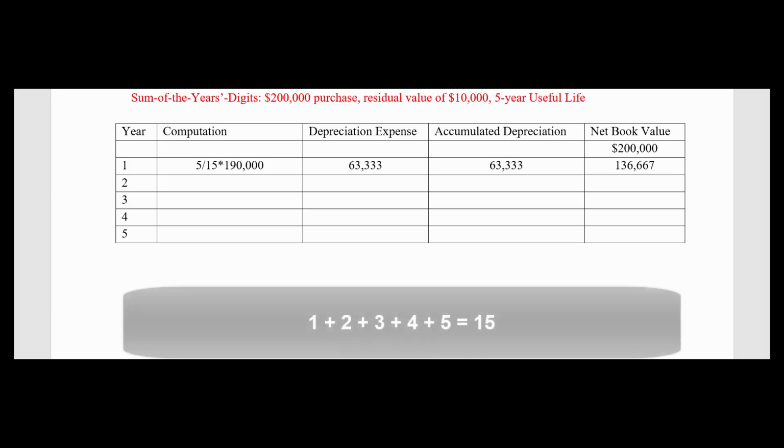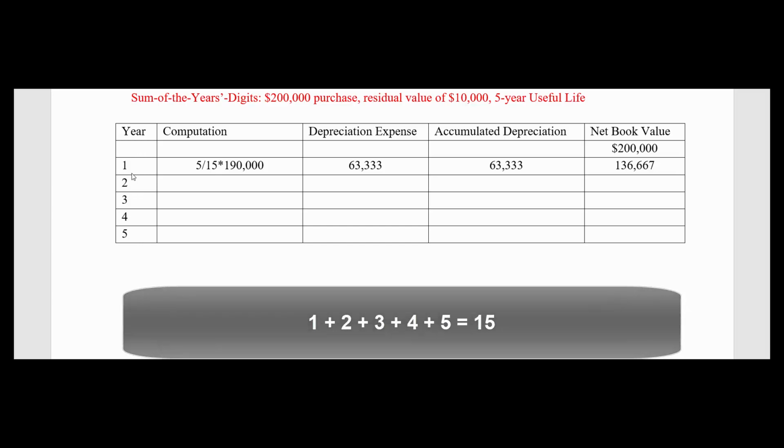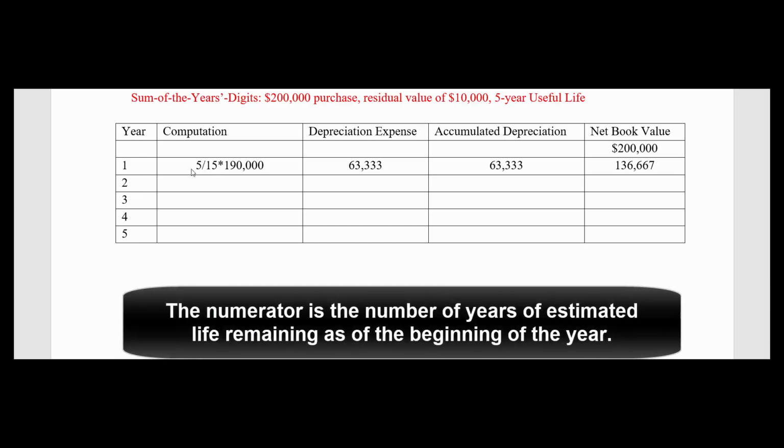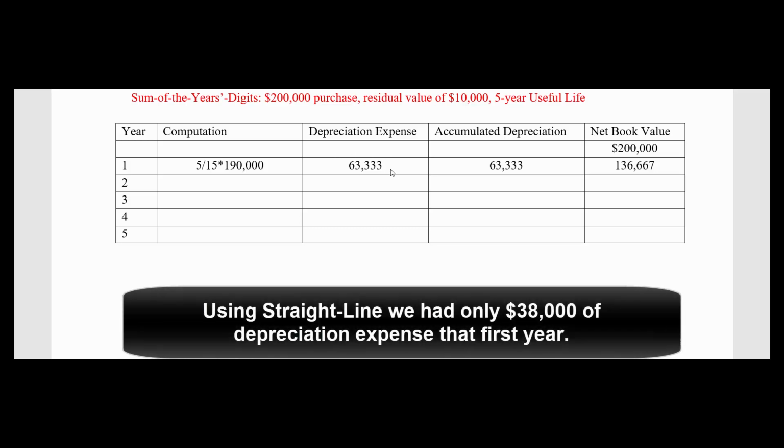So the sum of the year's digits refers to the denominator. 1 plus 2 plus 3 plus 4 plus 5 is 15. At year 1, there are 5 years left, so you put 5 in the numerator, that 15 in the denominator, times the original purchase price minus residual value of $10,000. So you get depreciation expense of $63,333, which is a lot more than the $38,000 we had in the straight line method.